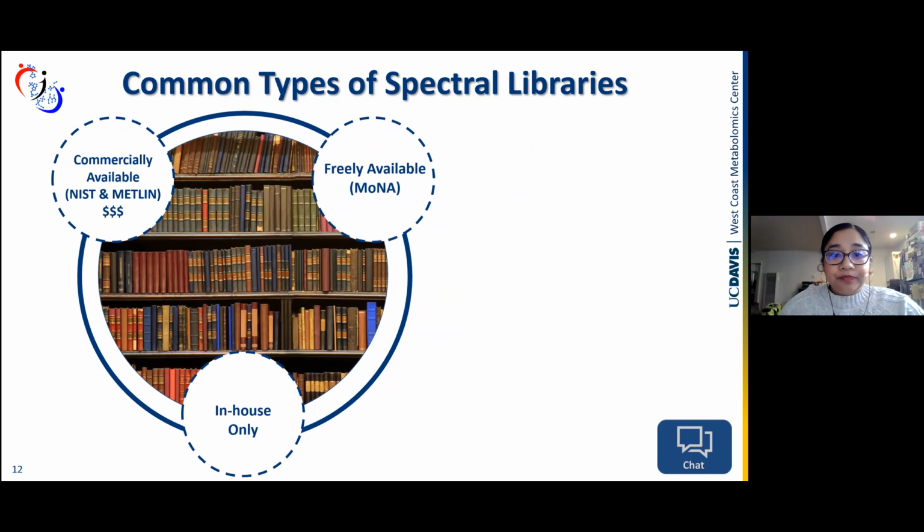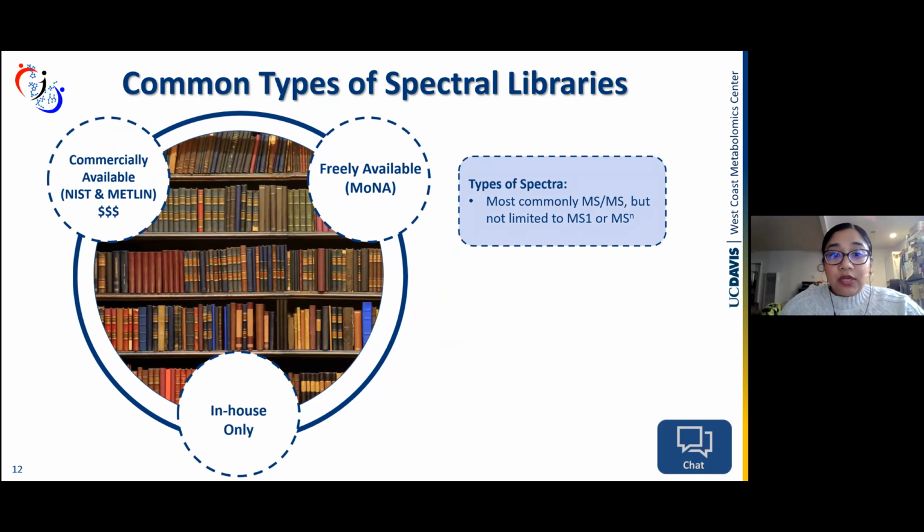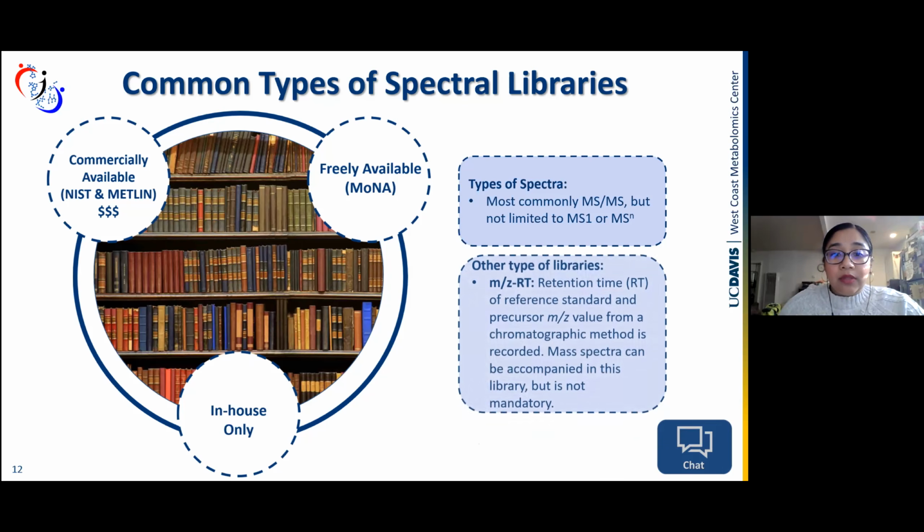So the type of spectra in these libraries are most commonly MSMS spectra, but it's not limited to MS1 or even MS to the N. That is something that I've worked on in the past, creating an MS to the N library. So it's not limited at all in those regards.